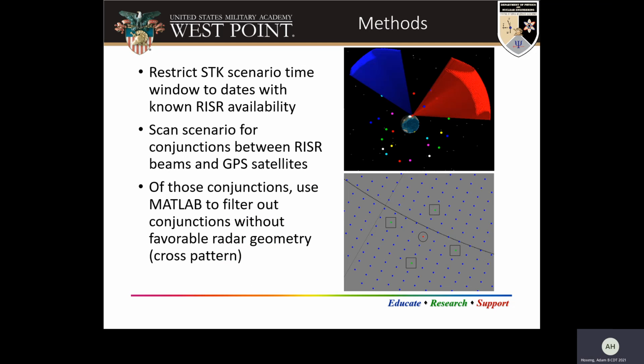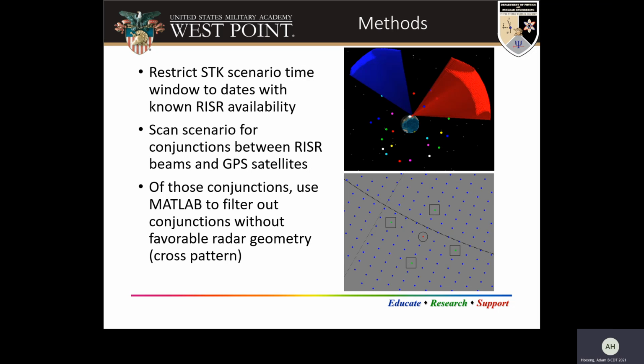Now I'll talk about the methodology of my research. The first step in this work is to restrict the SDK scenario to dates on which RISR has experiment availability. This is an important step, as obviously it would make no sense to request operation of the radar on days in which it was conducting other experiments or down for maintenance. Next, I had to manually inspect the SDK scenario and record any potential RISR GPS conjunctions that were found.